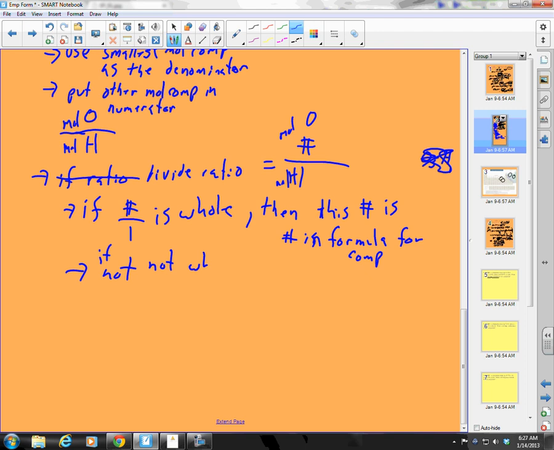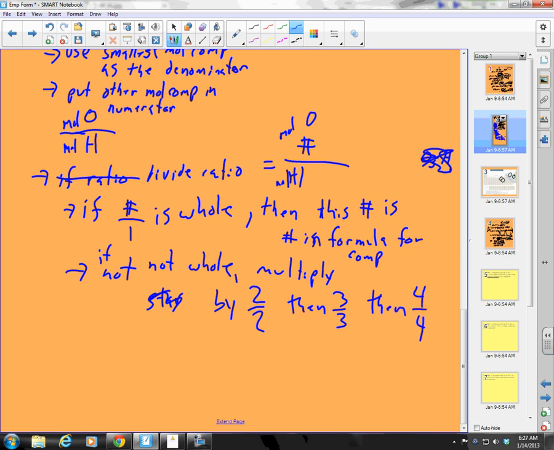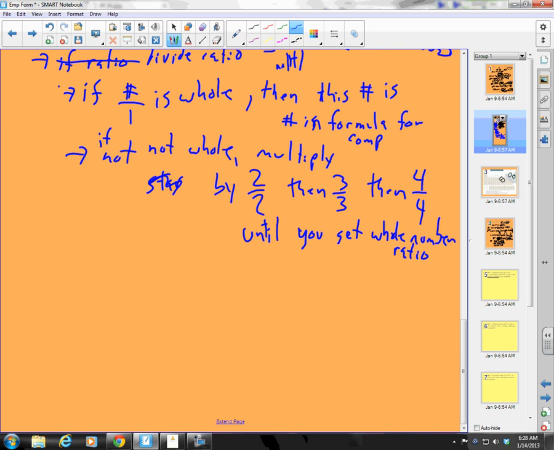Now, what if it's not a whole number? Here's what I recommend to do. Multiply by 2 over 2, and then 3 over 3, and then 4 over 4 until you get a whole number ratio. And what do I mean by that? Let's say that this step right here, when you divide, you get 1.5 to 1.